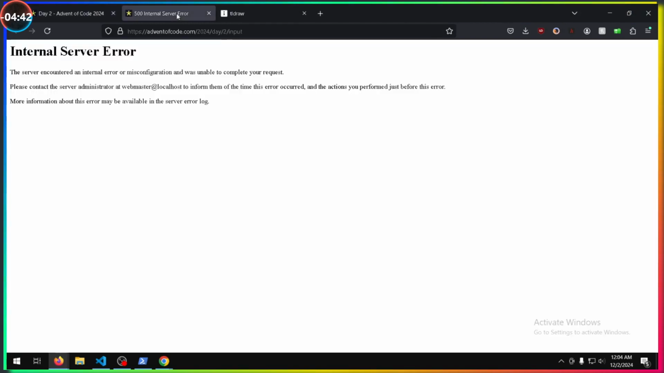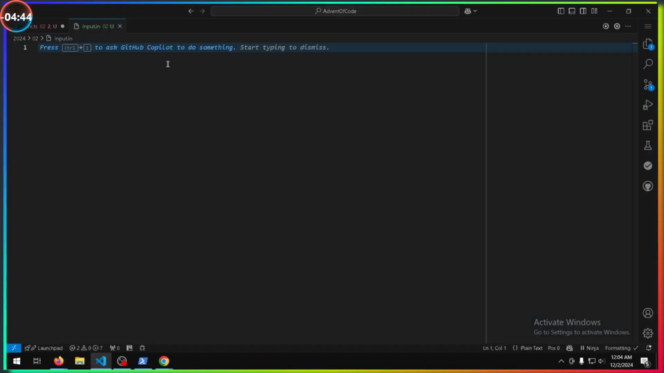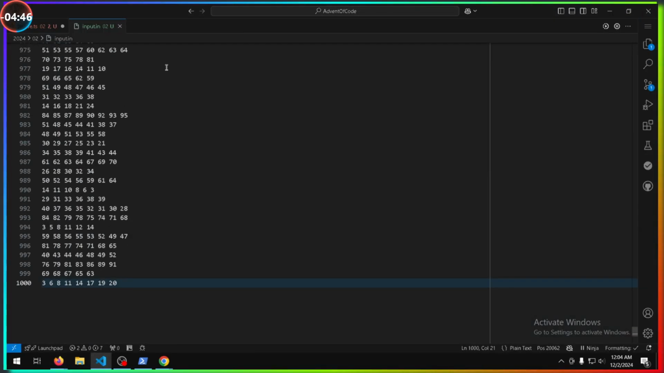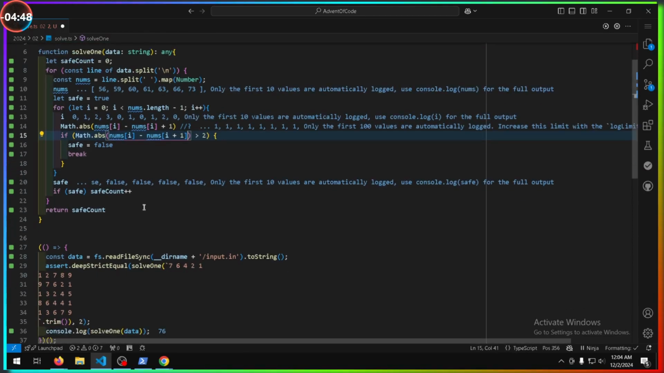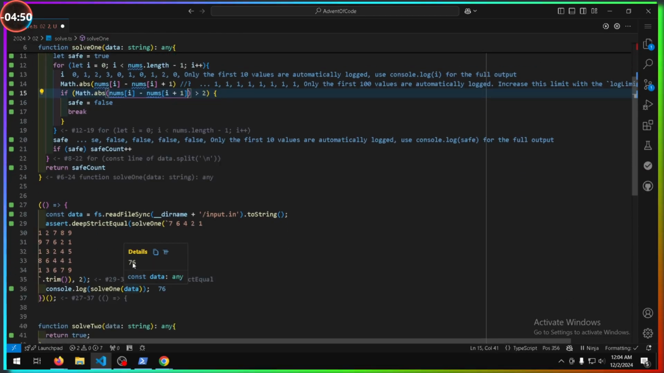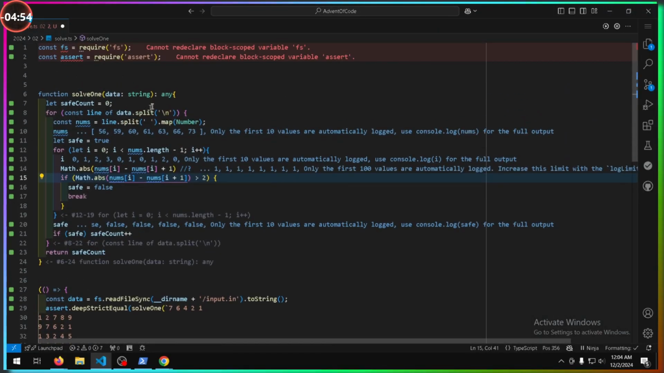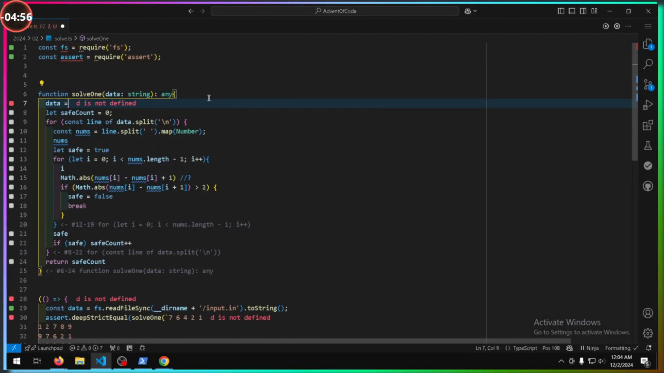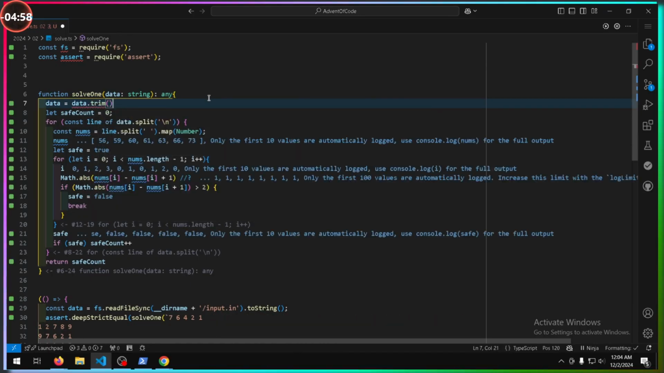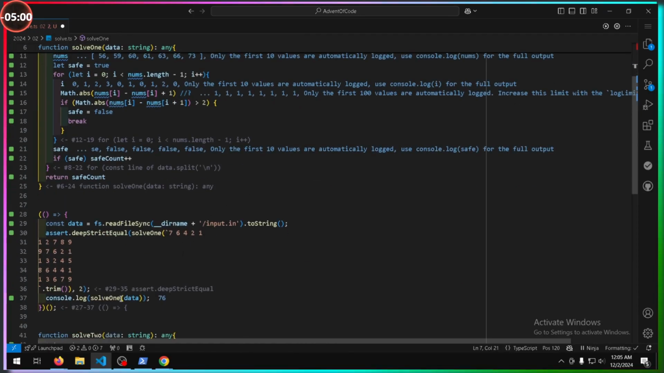Now, where's my data? Right, I couldn't get it. Please be here now. Big thanks. Drop that extra 1. Paste it. 76. Okay. Now, hopefully it's not off by 1. I'm paranoid though, so let's do data equals data dot trim. Okay, still 76. I'm pretty confident that's it then.